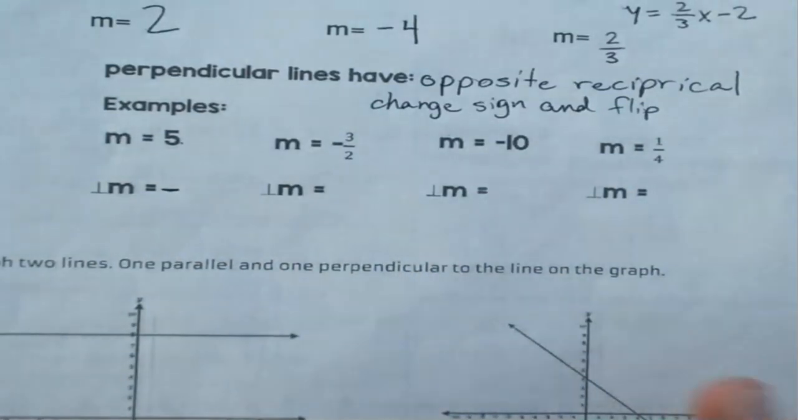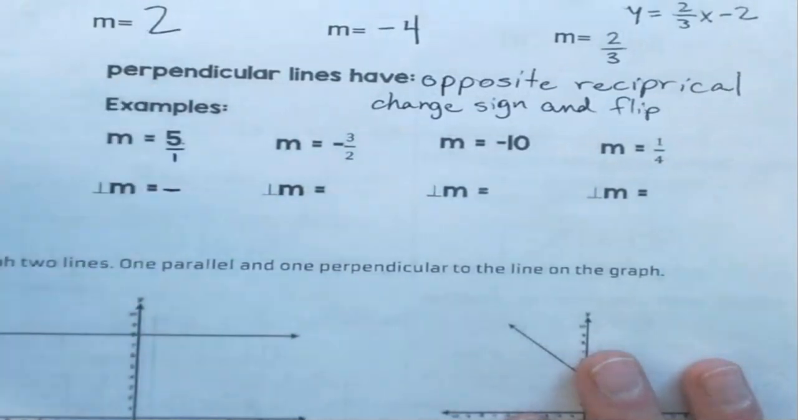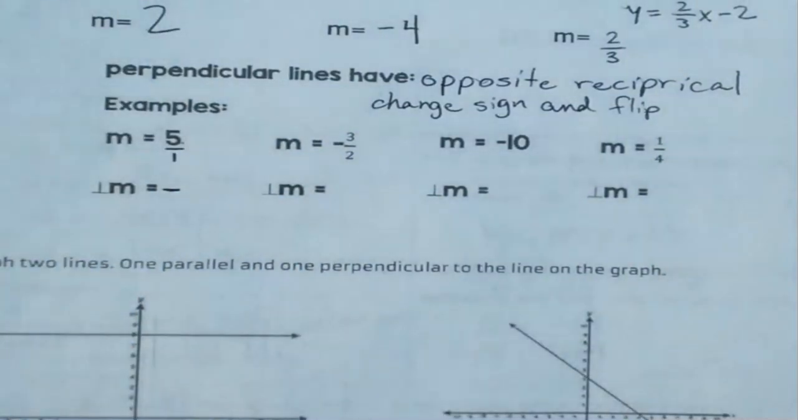Like, what does that even mean? Well, any number can be over 1. So 5 is 5 over 1. 10 is 10 over 1. 17 is 17 over 1. It doesn't matter. It's no different.